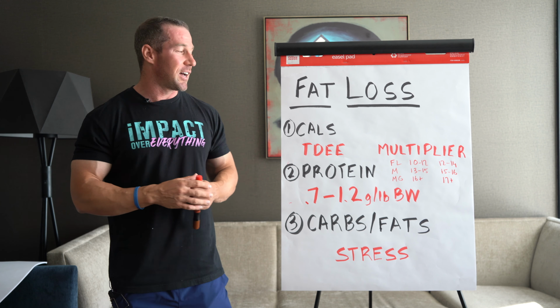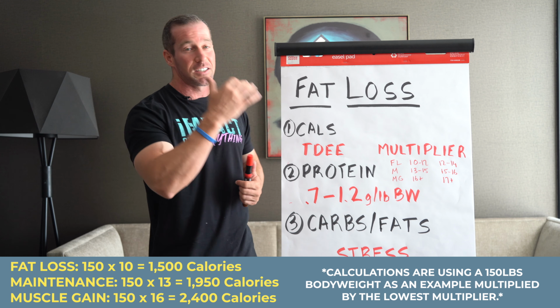Now, in classical multipliers, what we would see is fat loss would be your body weight in pounds times 10 to 12. That's going to give you your fat loss. To maintain, you're going to take your body weight in pounds and multiply it times 13 to 15. That's going to give you your calories for maintenance. And to gain muscle, you're going to take your body weight in pounds, multiply it by 16 or above.